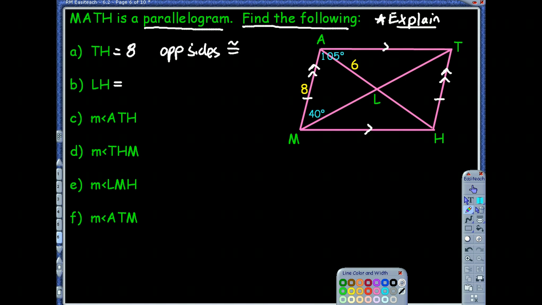LH is the next length we're finding. Okay, so take a look at where that is. That's part of the diagonal. Okay, and I remember we talked about diagonals bisect each other. Good call. And so as I'm looking at that MT, that segment is bisecting that diagonal AH. So I already have AL is 6. So then LH should also be 6. Very good. And so my reason? Diagonals bisect each other.